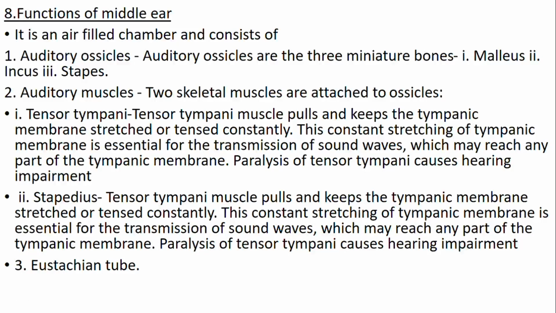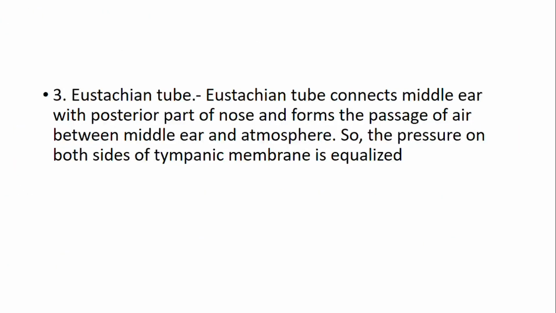And third one is eustachian tube. Eustachian tube connects the middle ear with posterior part of nose and forms the passage of air between middle ear and atmosphere. So the pressure on both sides of tympanic membrane is equalized.